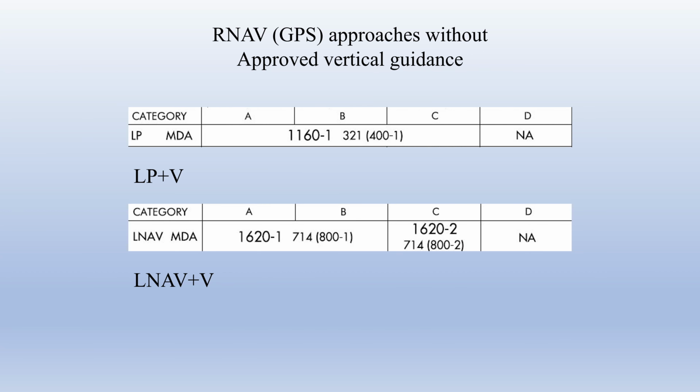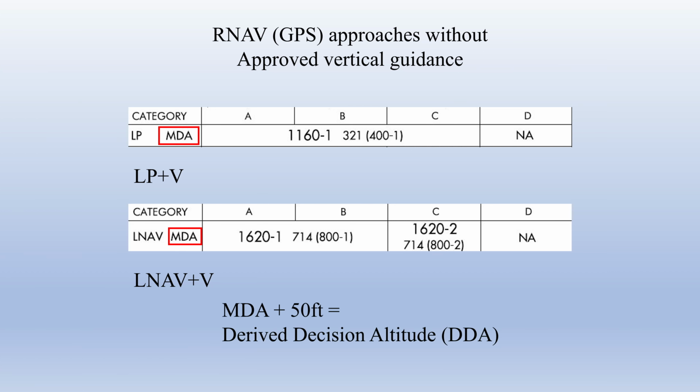Second, LP and LNAV approaches use a minimum descent altitude or MDA rather than a decision altitude or DA. Since we can't go even 1 foot below an MDA, if we want to fly our +V type approaches, like an ILS, and follow the glide path down to minimums before we either land or miss the approach, we need to add in a little buffer. So we'll add 50 feet to our MDA and call it a derived decision altitude or DDA.